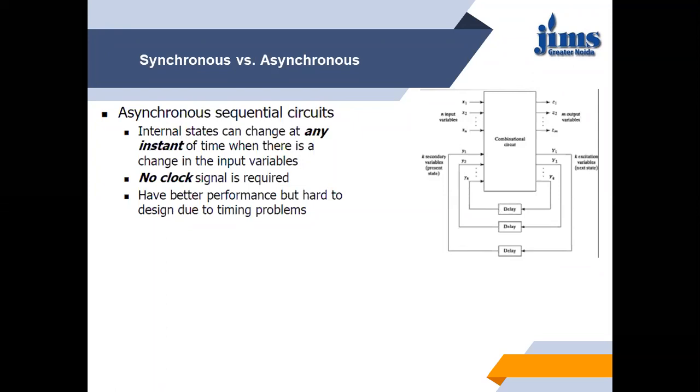Here is the input to the feedback, denoted by capital Y1 to capital Yk. We have k excitation variables, which are the next state, and small y1 to small yk. These are the feedback which is fed back as input. These are the k secondary variables. These are the present states. Present states are represented with small y. Next state is represented by capital Y. We have n inputs, m outputs, and there is no need for any flip-flop, or we can say the clock is not required.